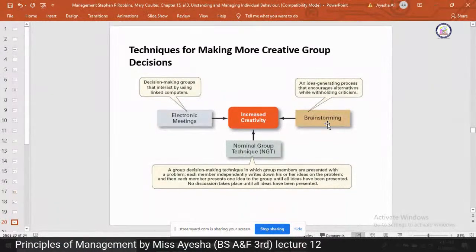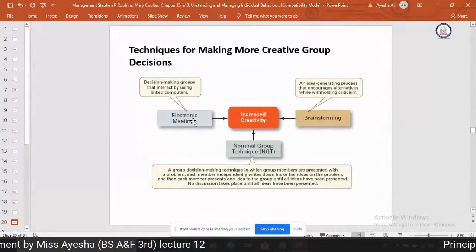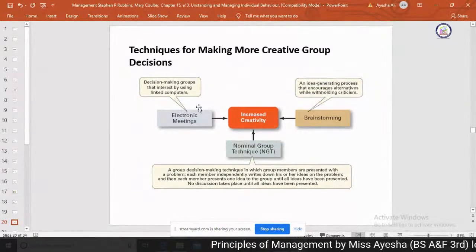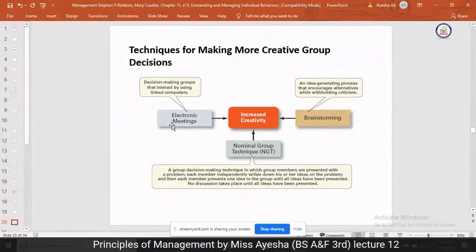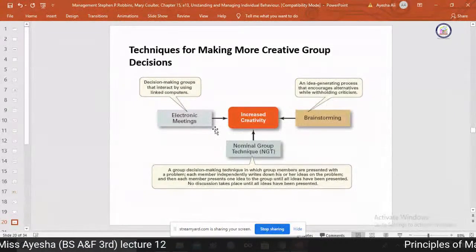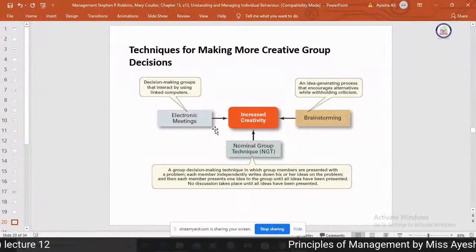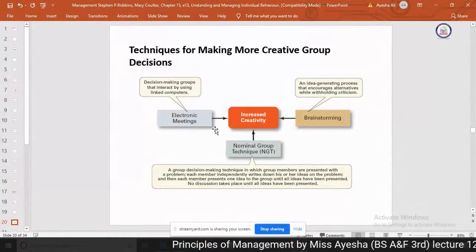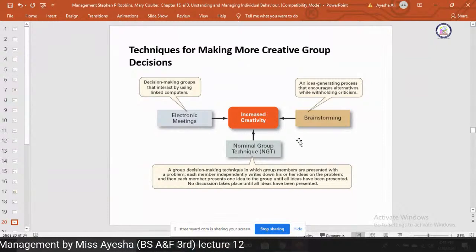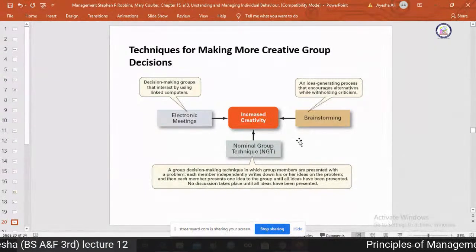Then we have electronic meeting decision making, where groups interact by using linked computers. So we can electronically interlink with each other through IT, and give feedback and opinions to each other. This way we increase the creativity of decision making.